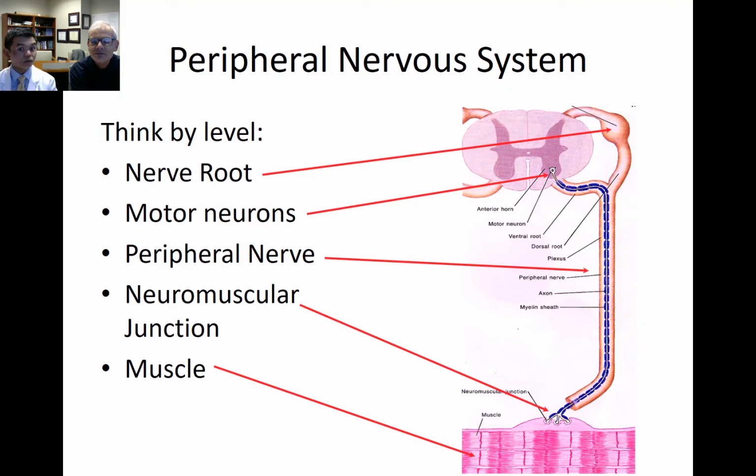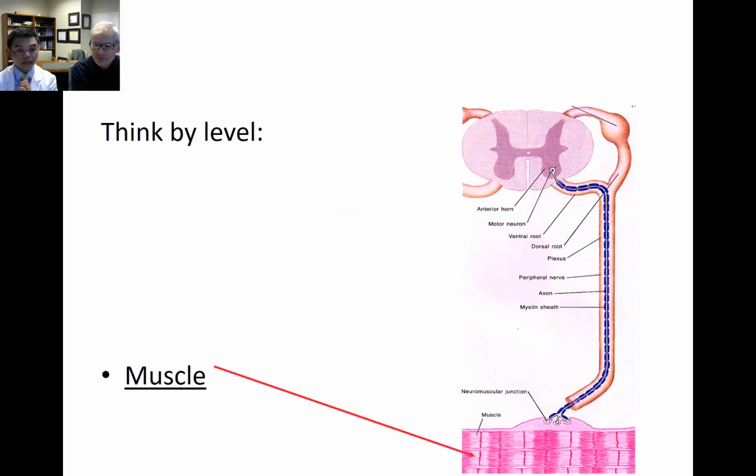We're going to go through the peripheral nervous system. The way that I think of it is to think through it by levels. So we'll be starting with the muscles, and the neuromuscular junction, peripheral nerve, and then talking about the motor neurons. In anatomy, you guys talked about the nerve roots, so C6, C7, C8, so we'll skip that today. So let's first start by talking about muscle.